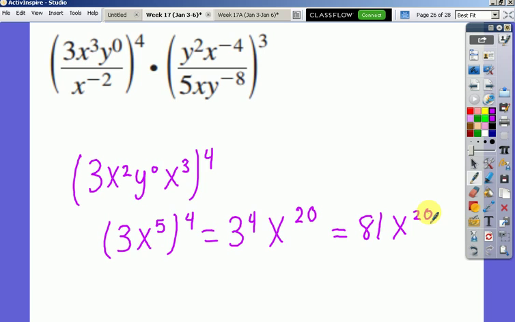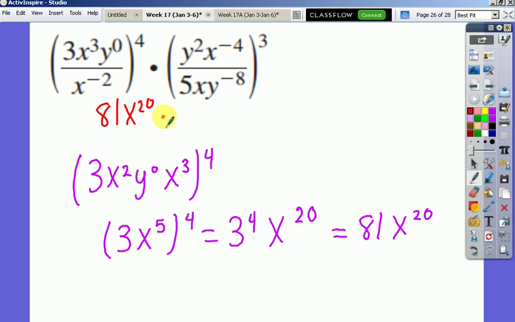Yeah? So that's that first side, so I'm going to write that in red up here. X to the 20. Any questions on that first side before we look at the second one?